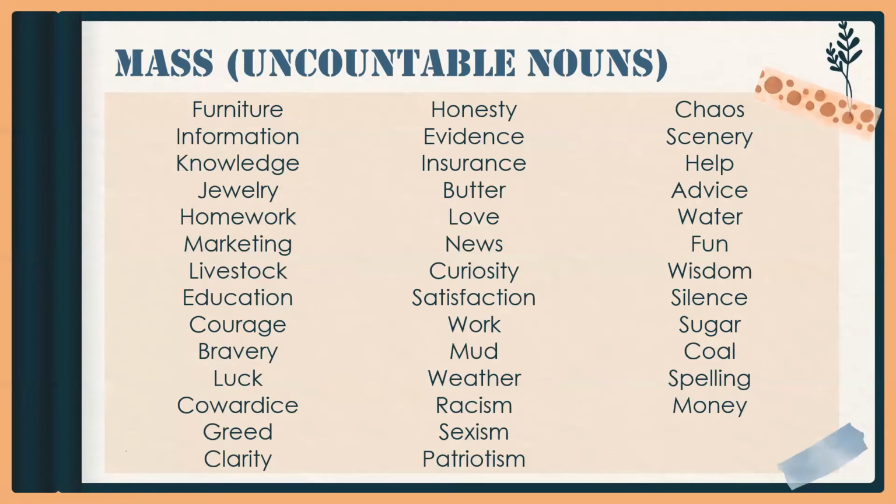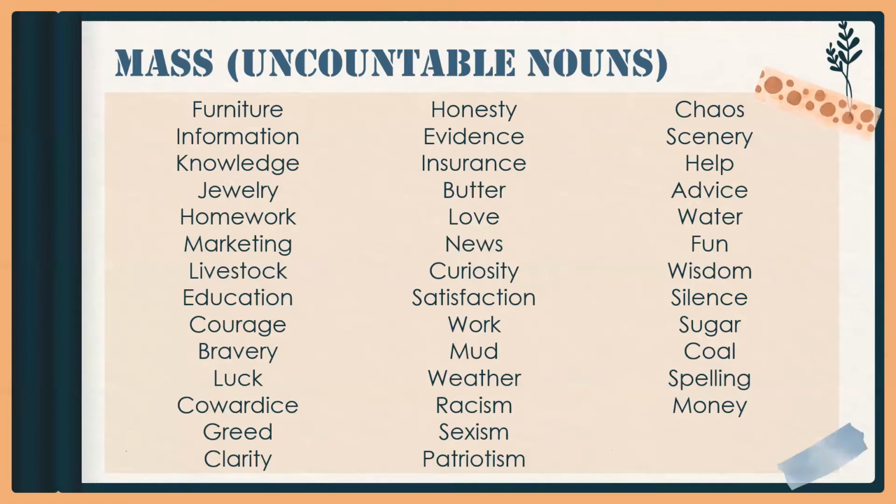Okay, just like, for example, the same follows with the word honesty. So you cannot say honesties, right? Or even wisdoms. Okay, so that is the meaning of mass nouns. These nouns are uncountable. You cannot count them. That is why they do not have plural form.